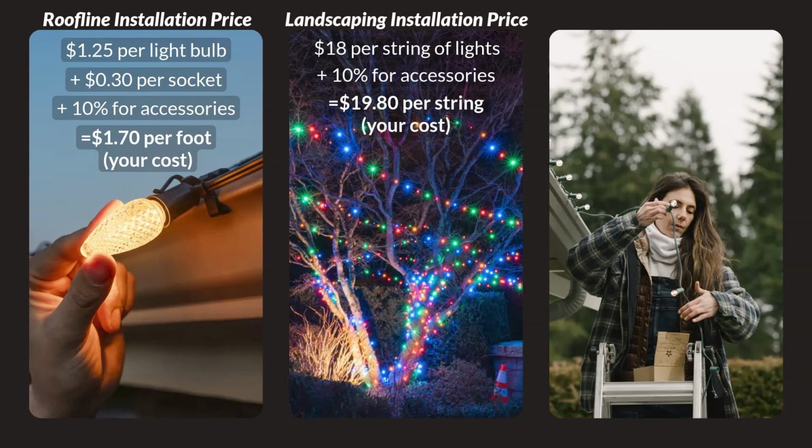For landscaping, let's say you're canopy wrapping trees with mini lights, and one string of mini lights costs $18 plus the 10% for accessories. That will bring you to $19.80 per string of lights. Okay, so in this example, we're going to calculate product prices that will give you a 50% margin. And I should say, these aren't real prices, by the way.